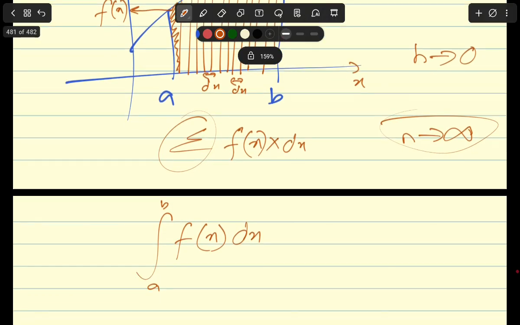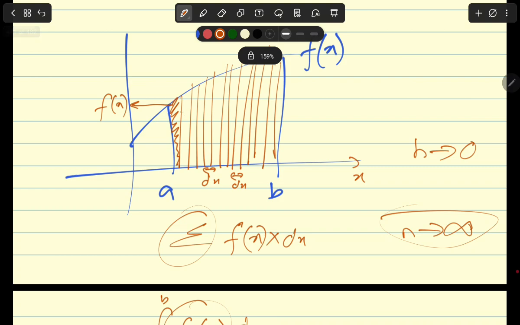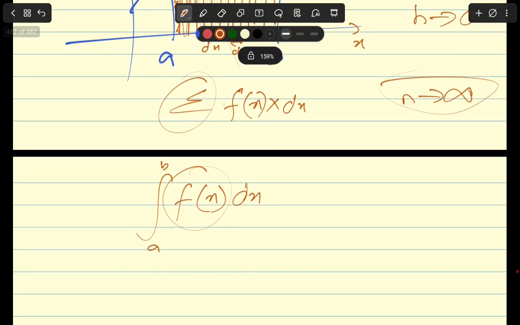So every height is y, or every height is f(x). Adding infinitely many of them produces the exact area, right? If you add all of these together, this produces the exact area, and that is why the symbol originally came from the letter S for summation. And this is summation, and this is sum, right? So this is the continuous form of summation. Today we have finally connected the notation with its meaning.